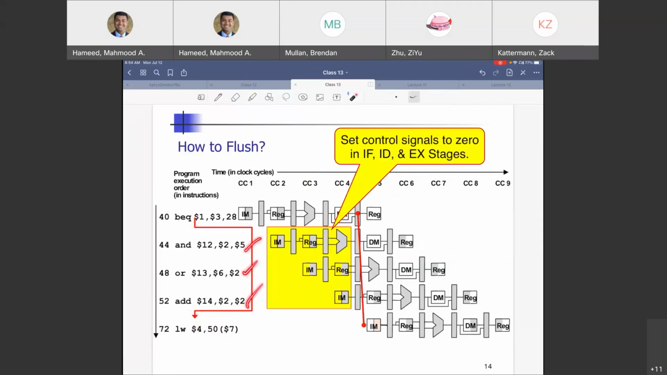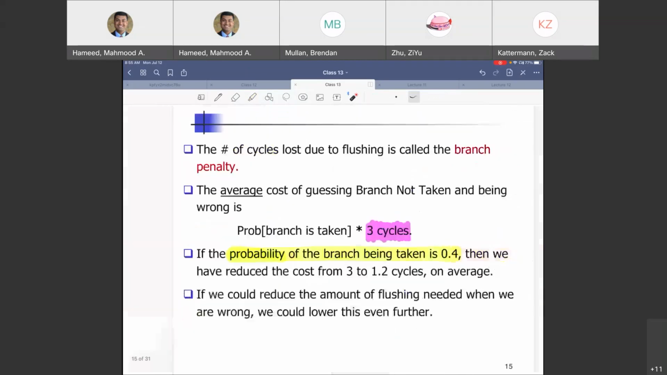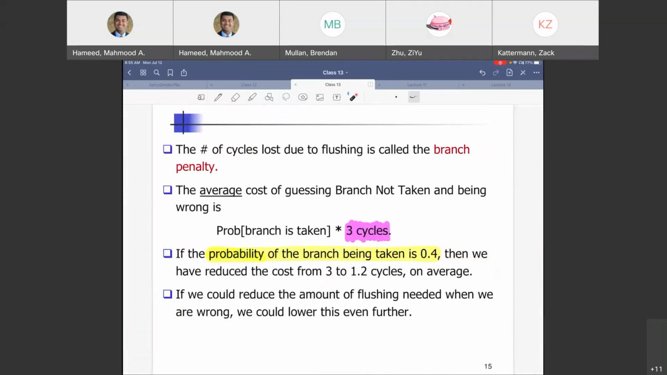60% of the time we can follow through on our instructions and not have to pay any branch penalty. So effectively, the clock cycles that we lose as branch penalty come down from 3 to 1.2 because of that probability being 40%. If we could reduce the amount of flushing needed, then we can lower this even further, meaning we can try to lower this 3. We cannot do anything with this, right?